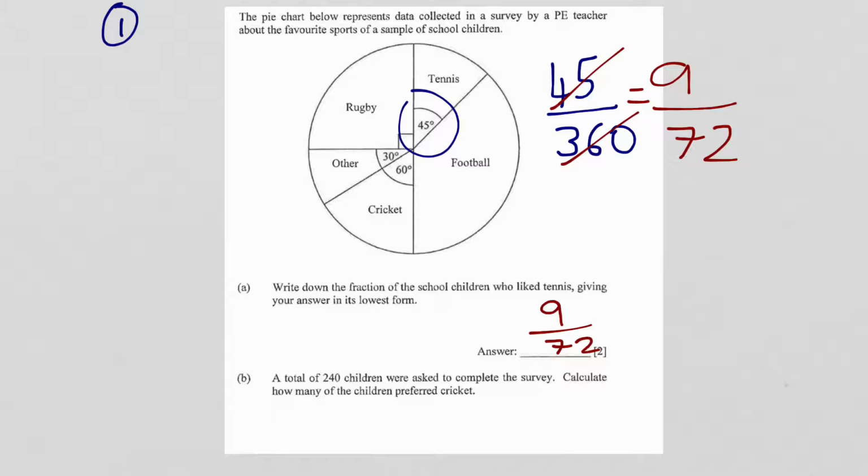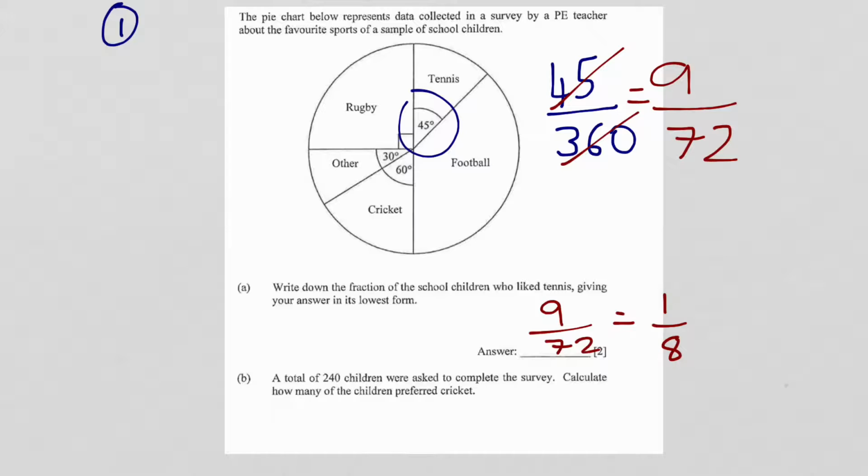Okay, I need to see if I can still simplify that further. And yes, I can, because 72 is in the 9 times table. So I'm going to divide further by 9, and I get 1 over 8.